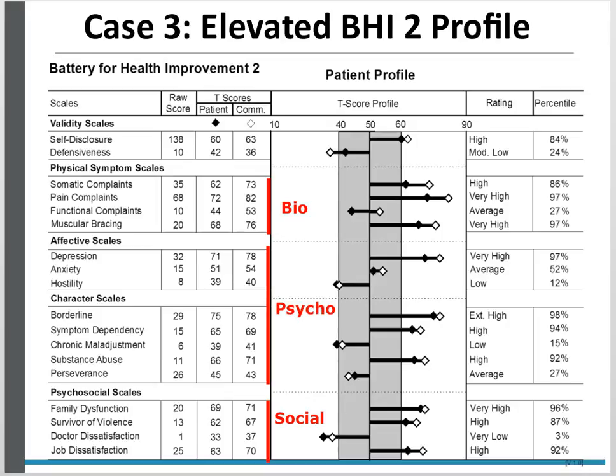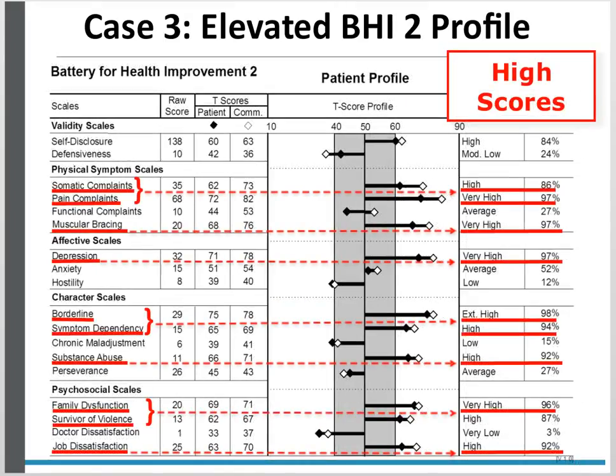As you can see, there are a lot of scores outside the average range. Let's look at the high scores first. On this profile, both somatic complaints and pain complaints are high. Signs of wind-up. Diffuse pain and a high level of comorbidities associated with chronic pain. The patient was reporting a high level of muscular bracing as well as a high level of depression, and 2 personality concerns. Borderline personality traits at the 98th percentile, and dependent personality traits, also high.